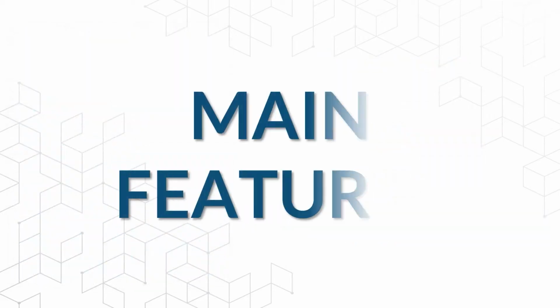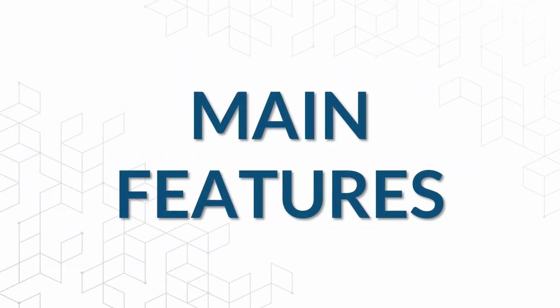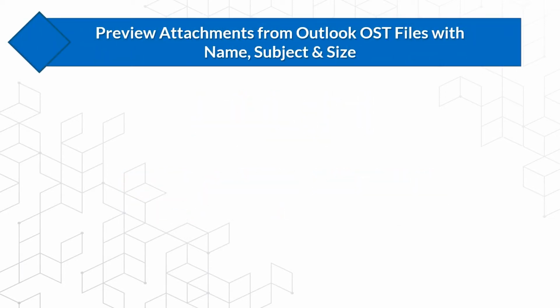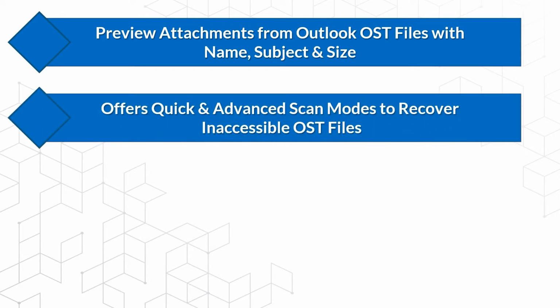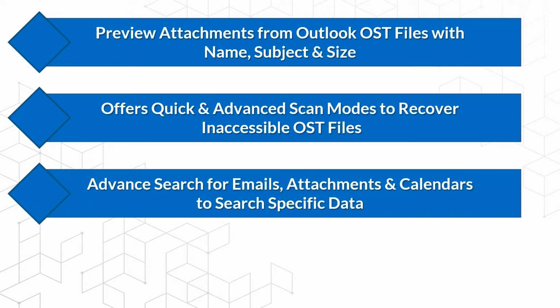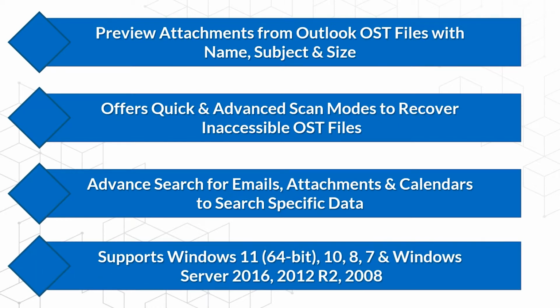Now let's check out the main features of this tool. Preview attachments from Outlook OST files with name, subject and size. Offers quick and advanced scan modes to recover an accessible OST file. Advanced search for emails, attachments and calendars to search specific data. Supports Windows 11, 64-bit, 10, 8, 7 and Windows Server 2016, 2012 R2, 2008.